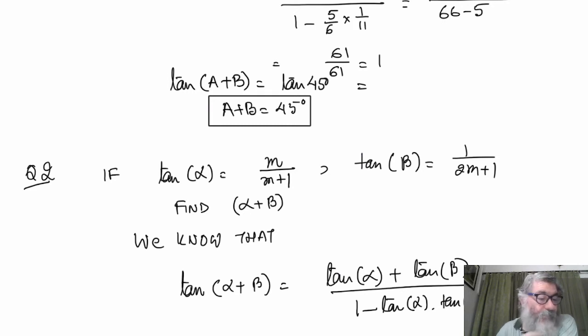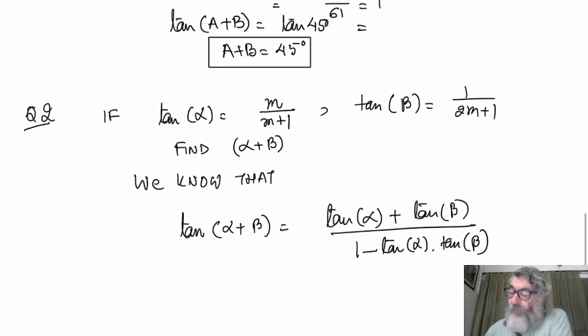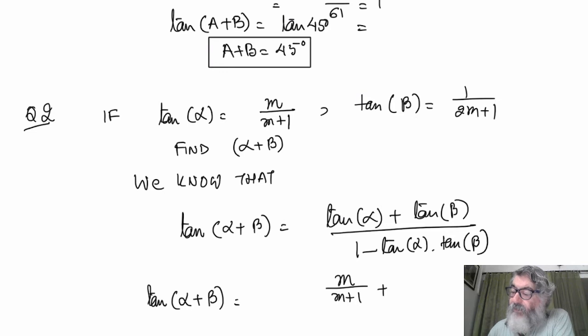That is the value. Is that clear? Now let us write down the values of tan alpha and tan beta. What he has given, tan alpha is m upon m plus 1, plus tan beta is given 1 upon 2m plus 1, and in the denominator 1 minus m into m plus 1 into 1 into 2m plus 1.